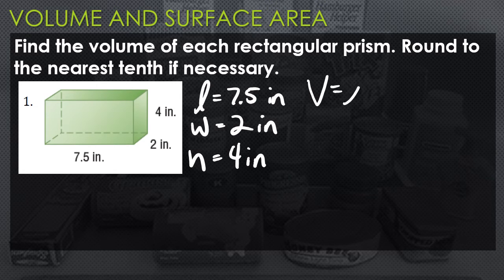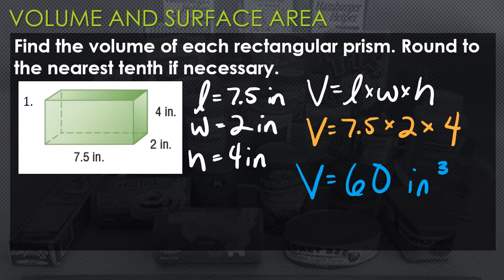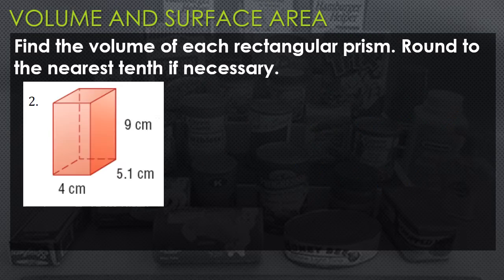For volume, the equation is length times width times height. So it's going to be 7.5 inches times 2 inches times 4 inches. When we do this, 7.5 times 2 times 4 gives us a volume of 60 inches cubed. You can see how I wrote things down and showed my work. That's going to be very beneficial to you because if you make a mistake, you can backtrack to see where the error was and fix it easily.